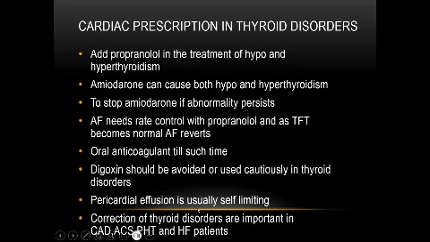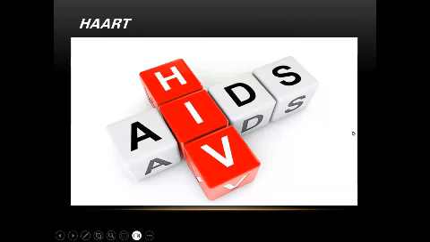Pericardial effusion is usually self-limiting and may not require a big intervention. So, as I told you, in any patient with CAD, acute coronary syndrome, pulmonary hypertension, and heart failure, look at the thyroid and correct any thyroid disorder. Many of these disorders will actually get better, and sometimes they can even revert to normal.